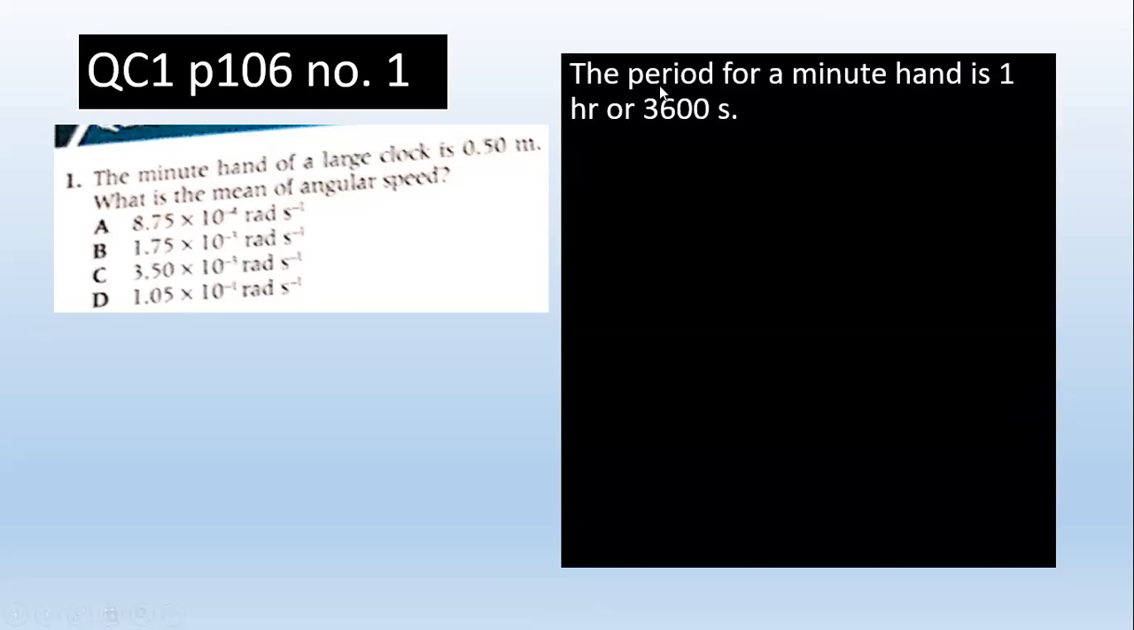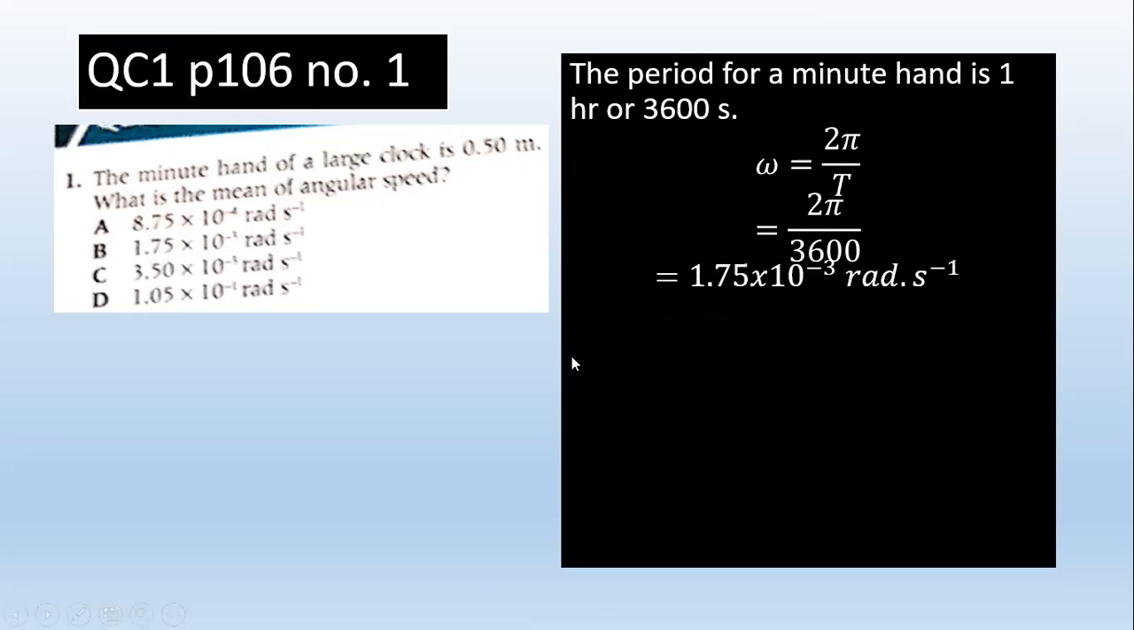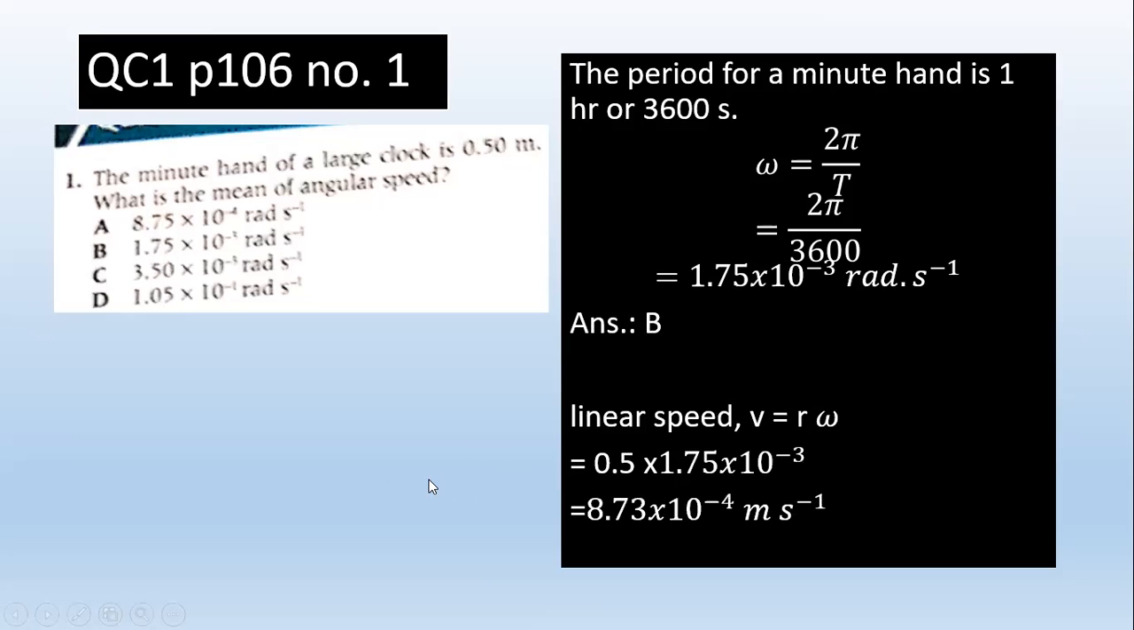The period for the minute hand is 1 hour or 3,600 seconds. So we got 2 pi divided by T. Right? This is a distraction. Don't need to use that unless you use velocity. 2 pi over T, and that's the answer. Correct. If you ask for linear speed, then it's v equals r omega. There's omega, and there's your r. Calculate your linear speed.